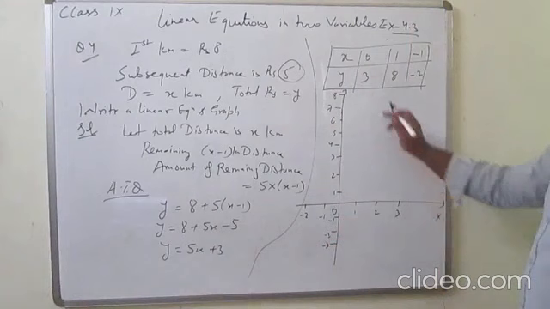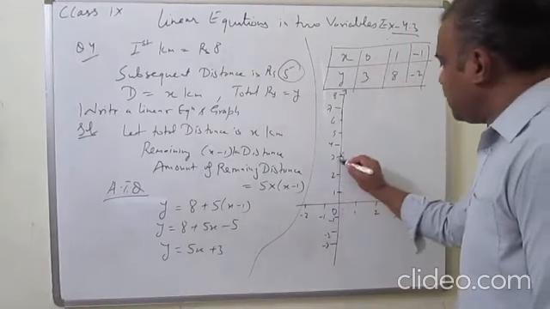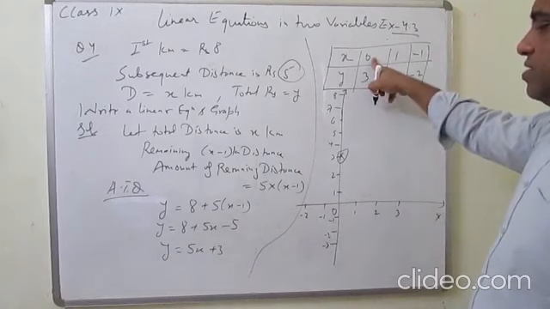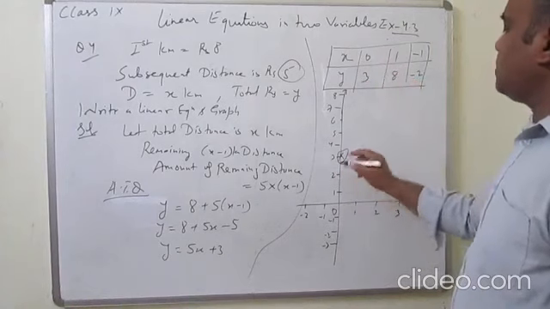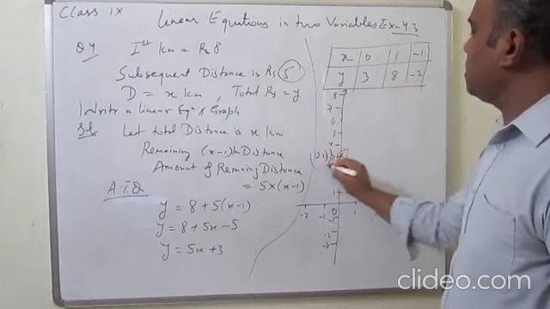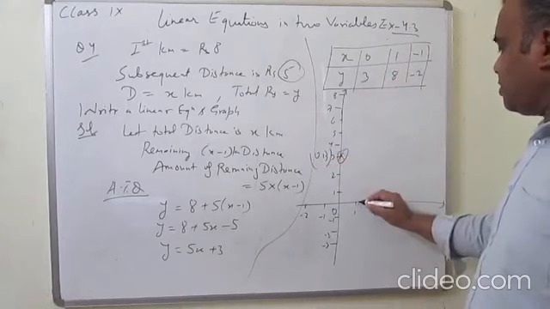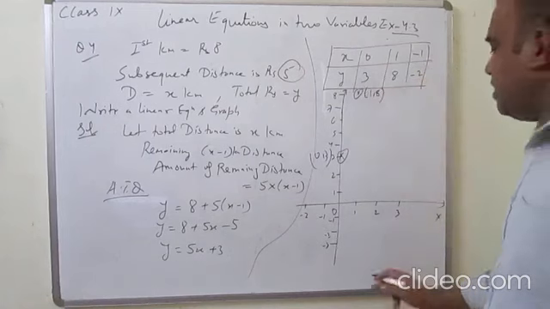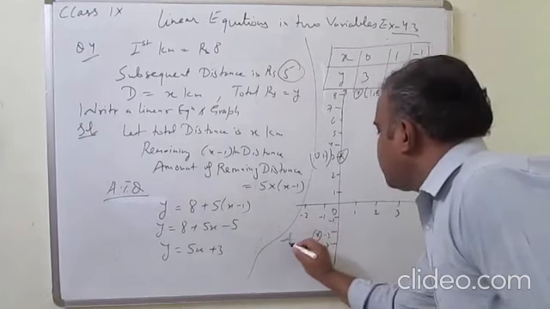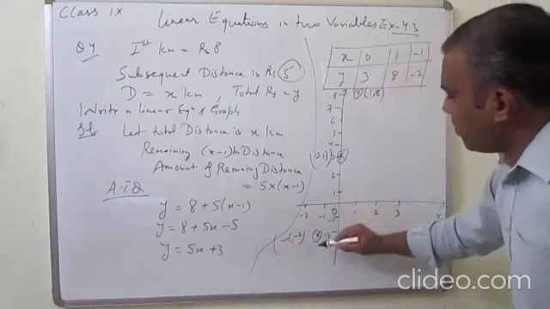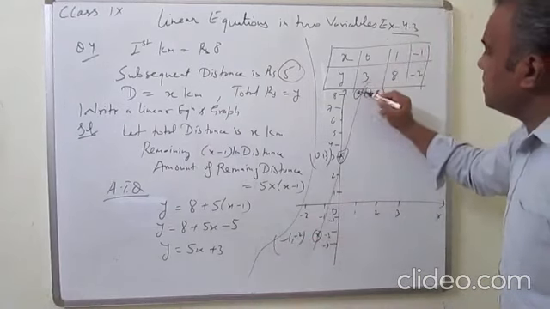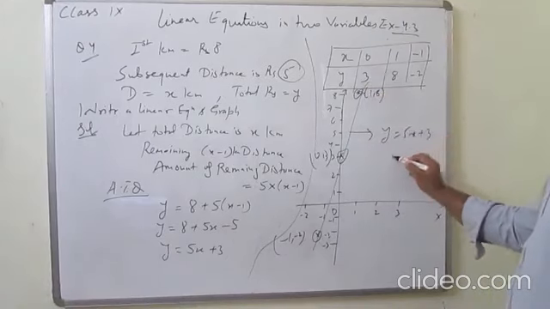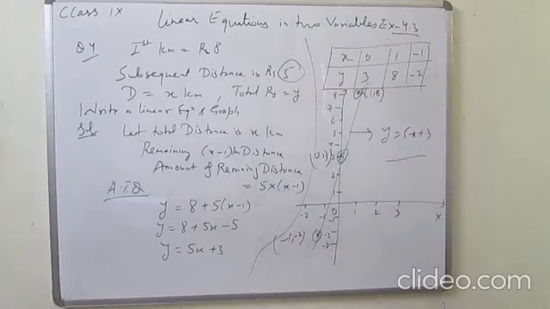Now see here, first point is 0, 3. So 0, 3 is this. X is 0 and y is 3. This is 0, 3. Now 1, 8. This is 1 and this is 8. This is 1, 8 and minus 1 and minus 2. This is minus 1 and minus 2. Now join the points, you will see that this is a straight line. This is a straight line and this is the equation y is equal to 5x plus 3.